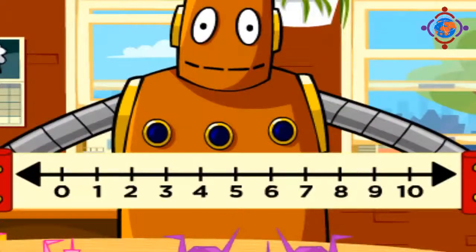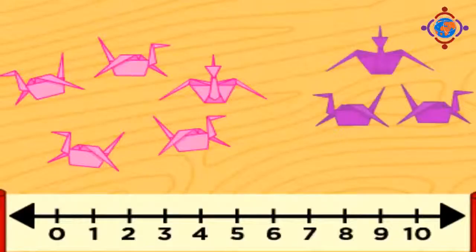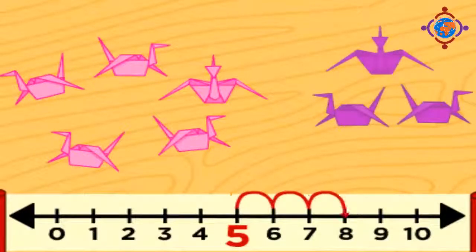Good idea, Moby. We can use a number line to help us count on. We have 5 pink cranes, so we can start with 5 on the number line. And we have 3 violet cranes, so we can move ahead 3 spots on the number line to find the total. There are 8 cranes in all.